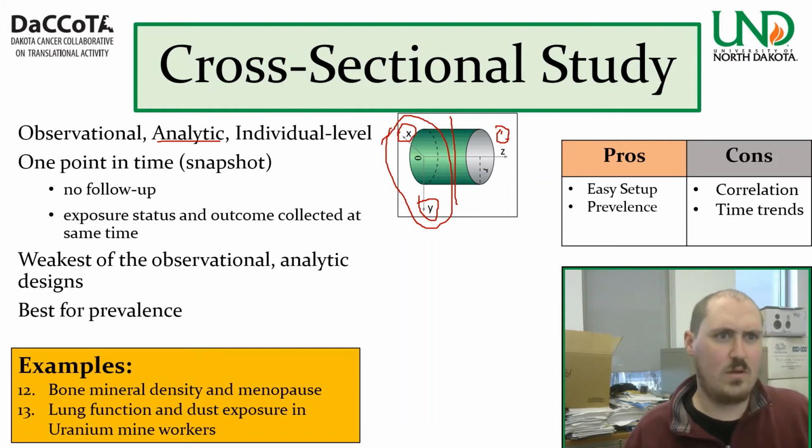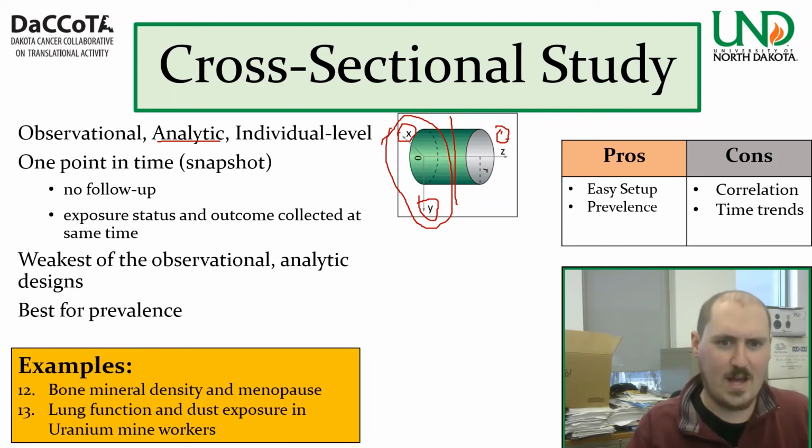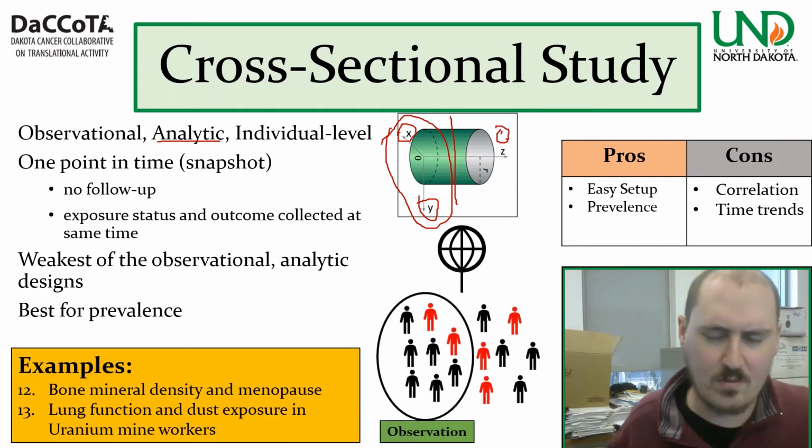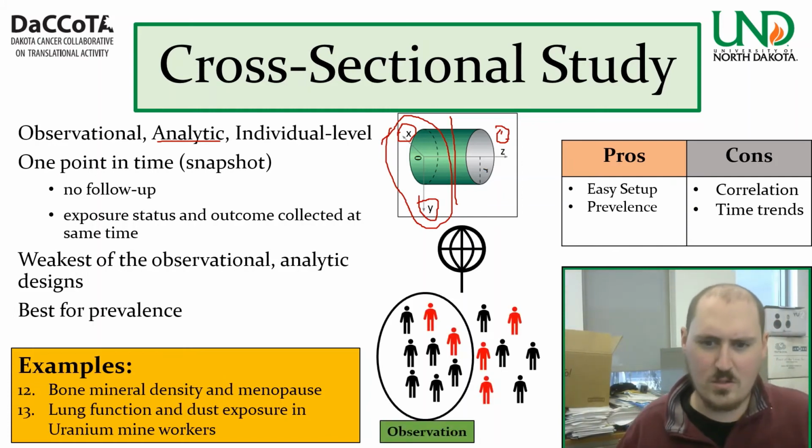So outcome is whether they have the disease or not. Exposure status is maybe some of the risk factors or things like that. And really, it's the weakest of the observational analytical designs. It's best for prevalence. So just take a snapshot of the population, try to observe as many as you can, and then look at things like prevalence of disease. So relatively easy setup, good for prevalence, but bad for correlation, and obviously doesn't take into account time trends. Some examples here are a study that looked at bone mineral density in menopause. Another one looked at lung function and dust exposure in uranium mine workers.